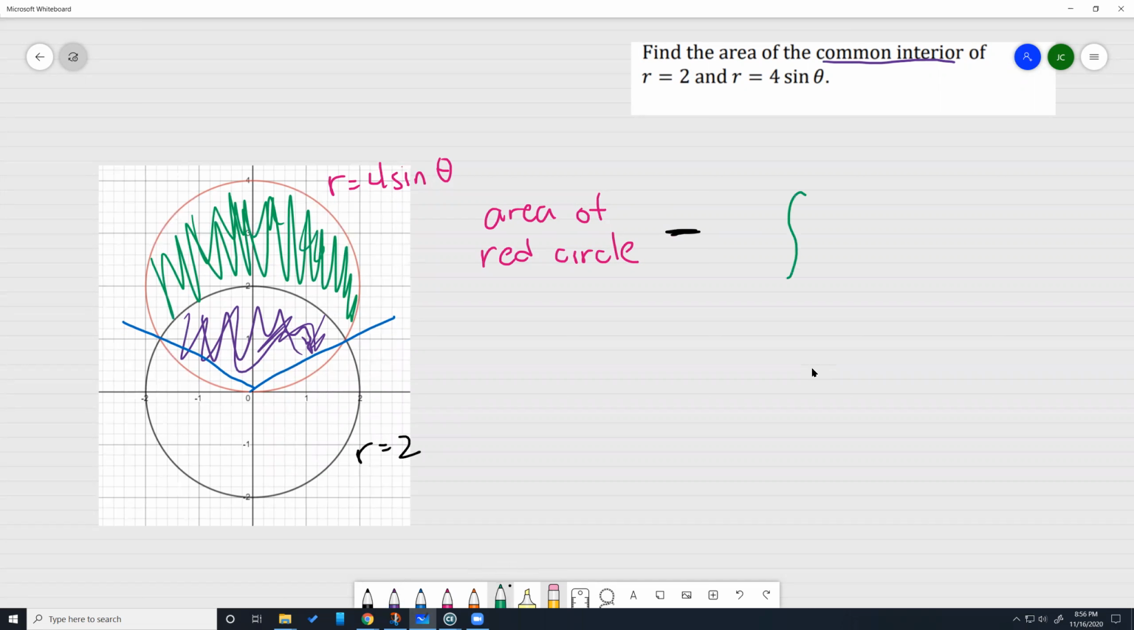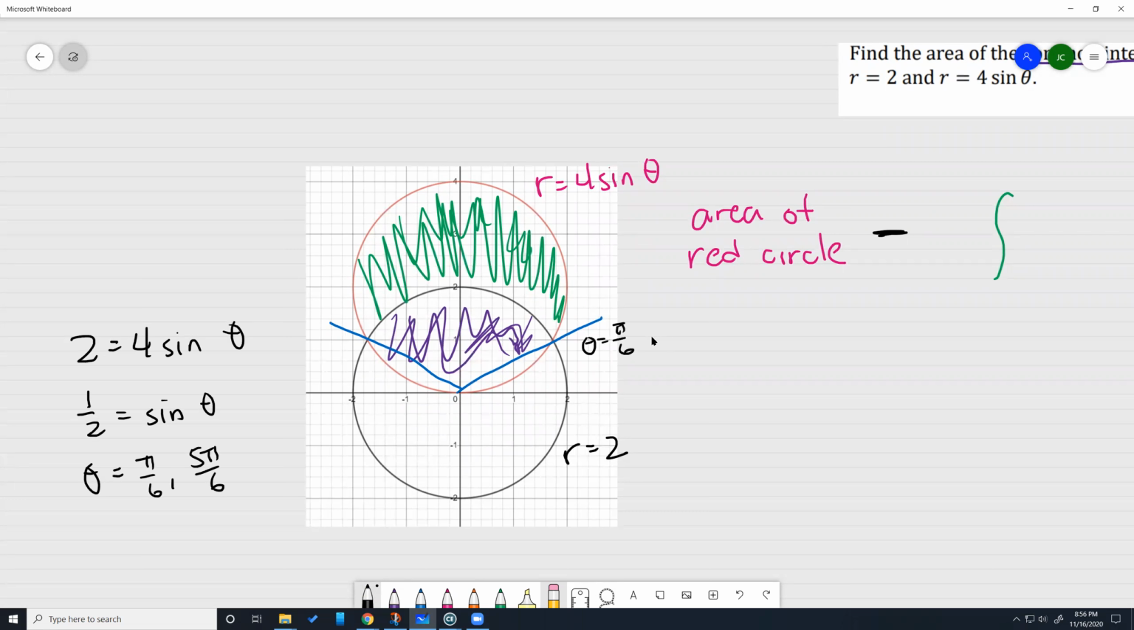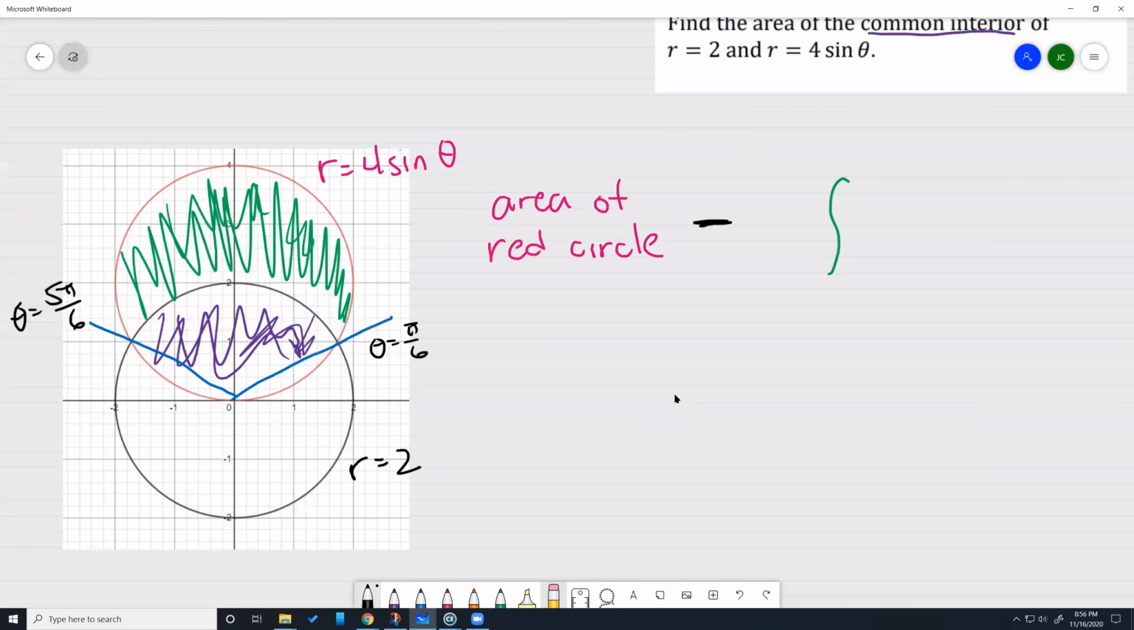You can find these points of intersection by setting the two equations equal to each other. So 2 equals 4 sine theta. Divide by 4, you get 1/2 equals sine theta. Theta gives you 1/2 for these two angles, pi over 6 and 5 pi over 6. So this is theta equals pi over 6, and this is theta equals 5 pi over 6. So we have our boundaries.